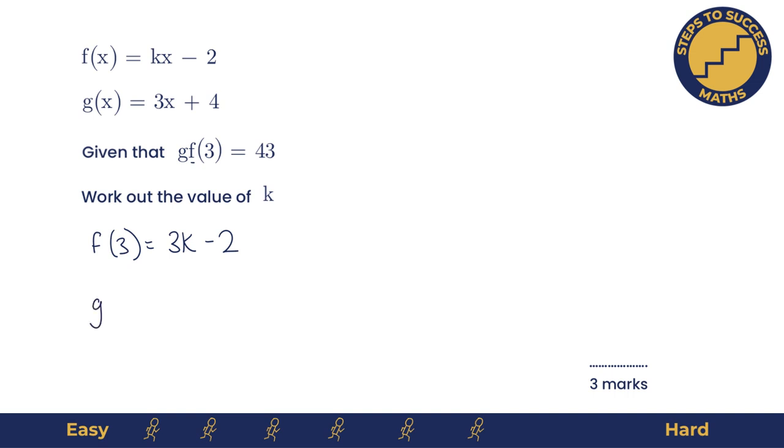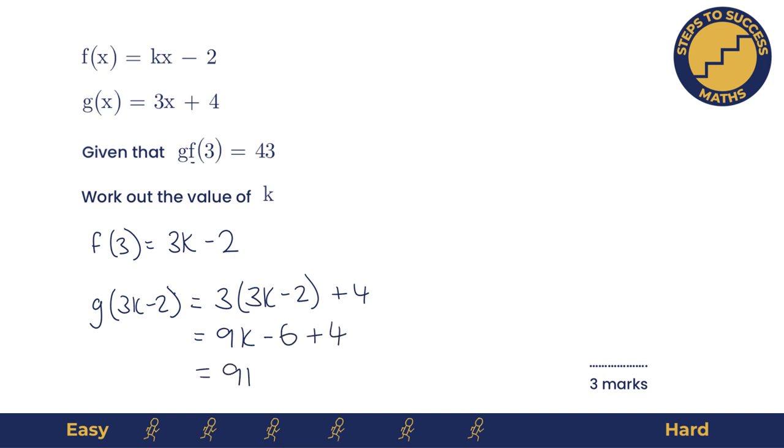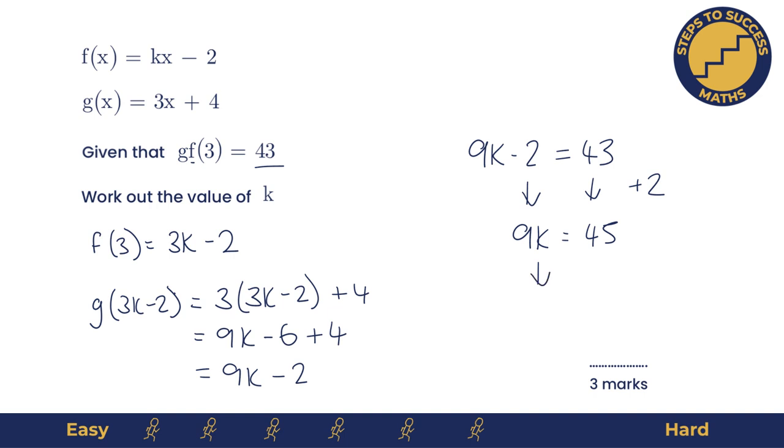And then we're going to take this answer and put it into g. So g of 3k minus 2. And that is equal to 3 bracket 3k minus 2 plus 4. Let's just tidy that up a bit. So 9k minus 6 plus 4, 9k minus 2. And we know that this is equal to 43. So let's solve the equation. Add 2 to both sides. 9k is equal to 45. And then divide by 9. k is equal to 5.